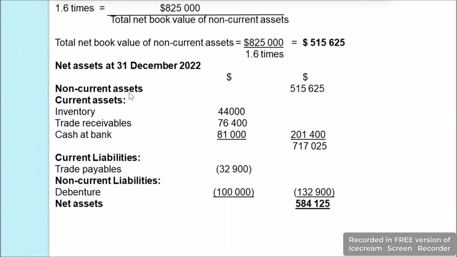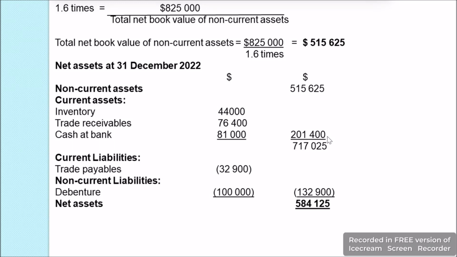We'll start with the non-current assets, which we have calculated as $515,625, and we will take the current assets, which was given as, for inventory it was $44,000, trade receivable was $76,400, cash at bank as $81,000. So when we add this all together, we get the total current assets as $201,400.